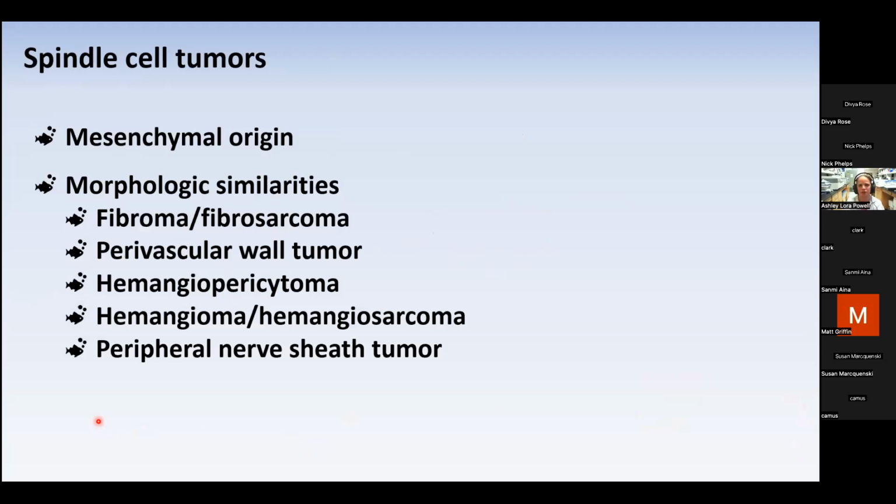So spindle cell tumors, and the reason why they're such a headache is they're all mesenchymal in origin. Going down the list, you have those that originate from fibroblasts, blood vessel walls, blood vessel linings, blood vessel pericytes, and nerves. And they all look the same. In humans and domestic animals, immunohistochemistry and ultrastructural techniques like electron microscopy are the gold standard to differentiate them, and we don't have that luxury in fish.